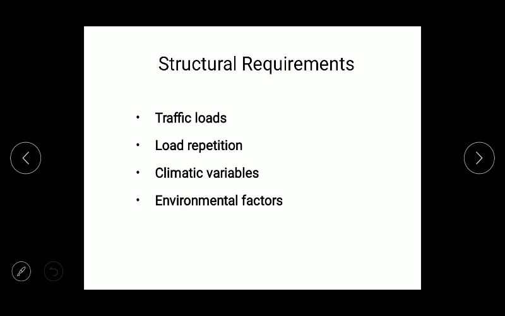When I talk about the climatic conditions, it could be the variation in rainfall and temperature, and the environmental factors like height of the embankment and depth of the water table. The depth of the water table is important among environmental factors because it can also affect the structural capacity of the pavements. We will study in detail the cross section of a flexible pavement and the cross section of a rigid pavement in the subsequent slides.